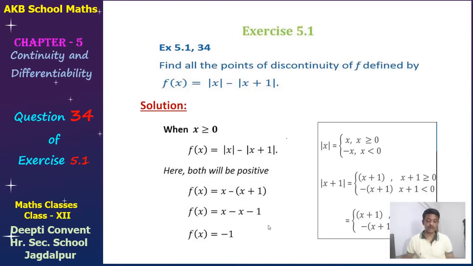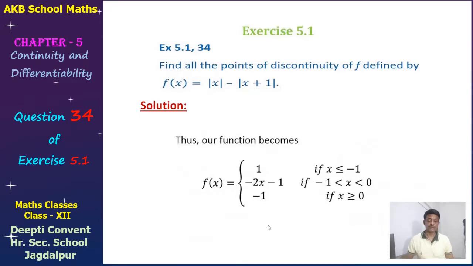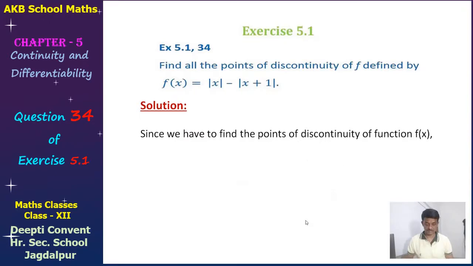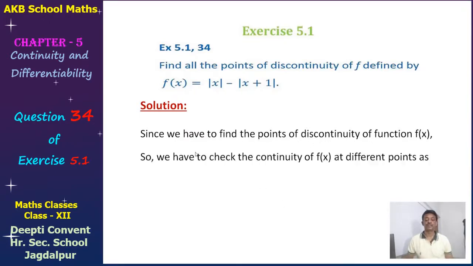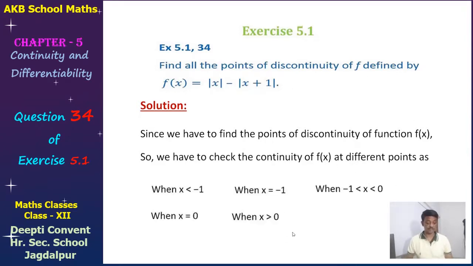So our function will become like this. f(x) equal to 1 for this, minus 2x minus 1 for this, minus 1 for this. Now we are testing in these three regions and also at minus 1, 0. There will be 5 cases. Since we have to find the point of discontinuity of f(x), we have to check continuity of f(x) at different points, as there will be 5 cases.